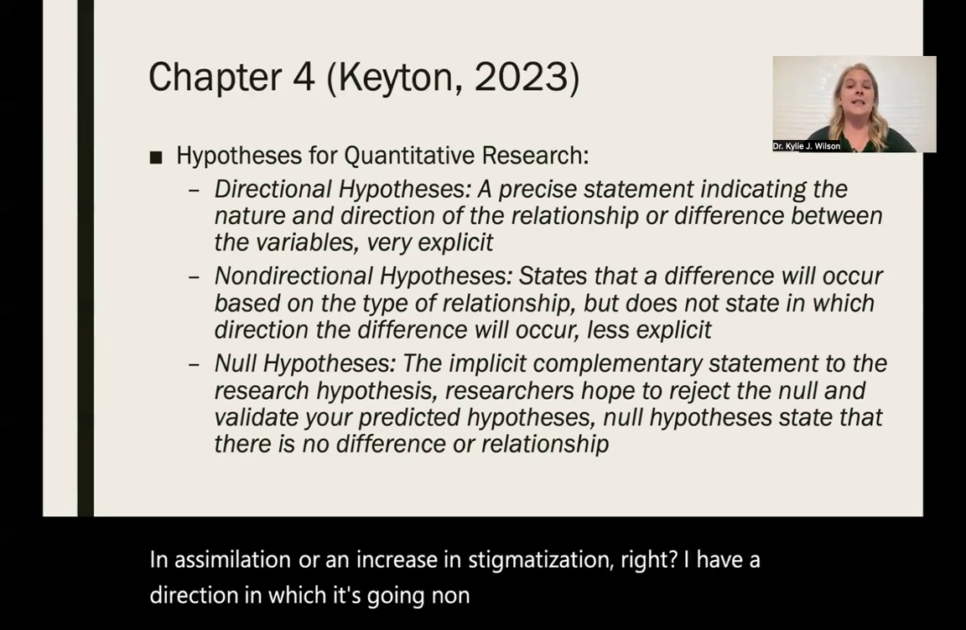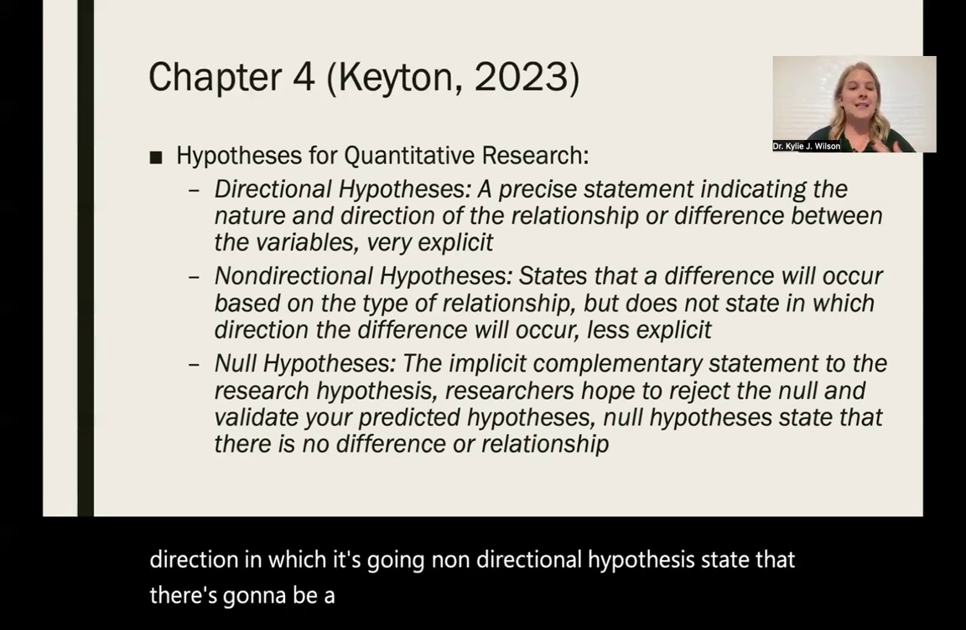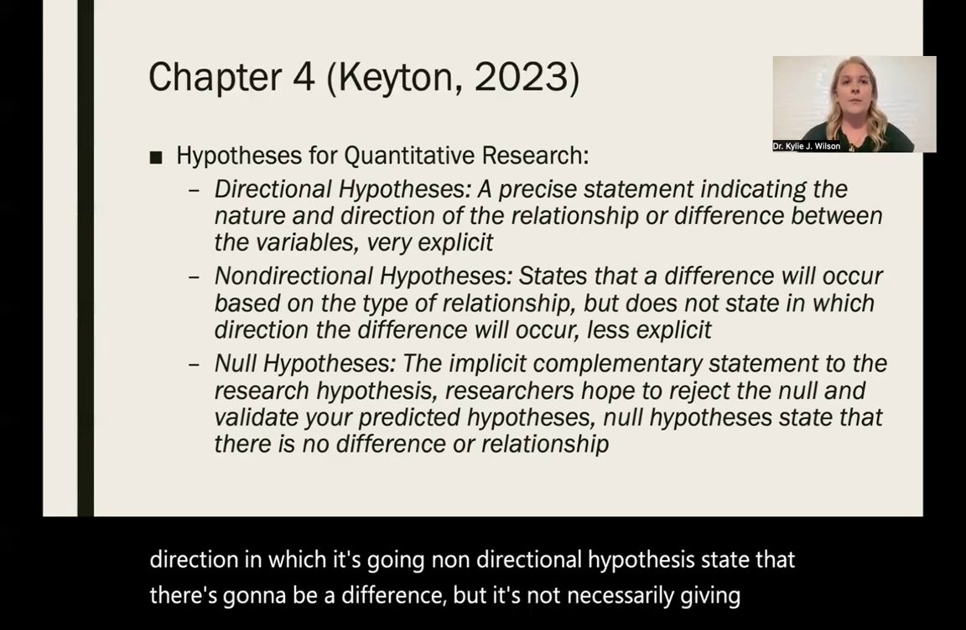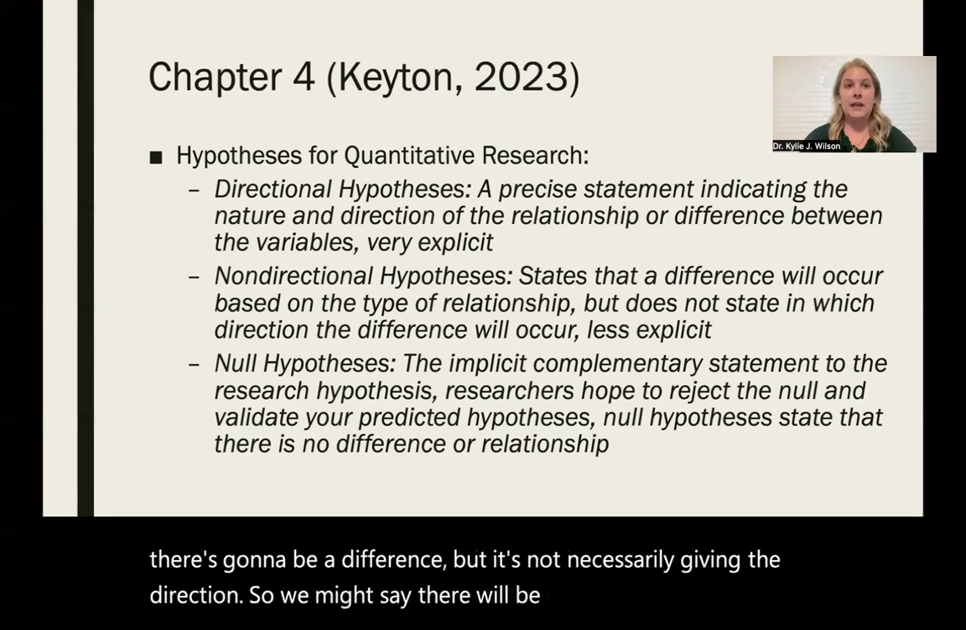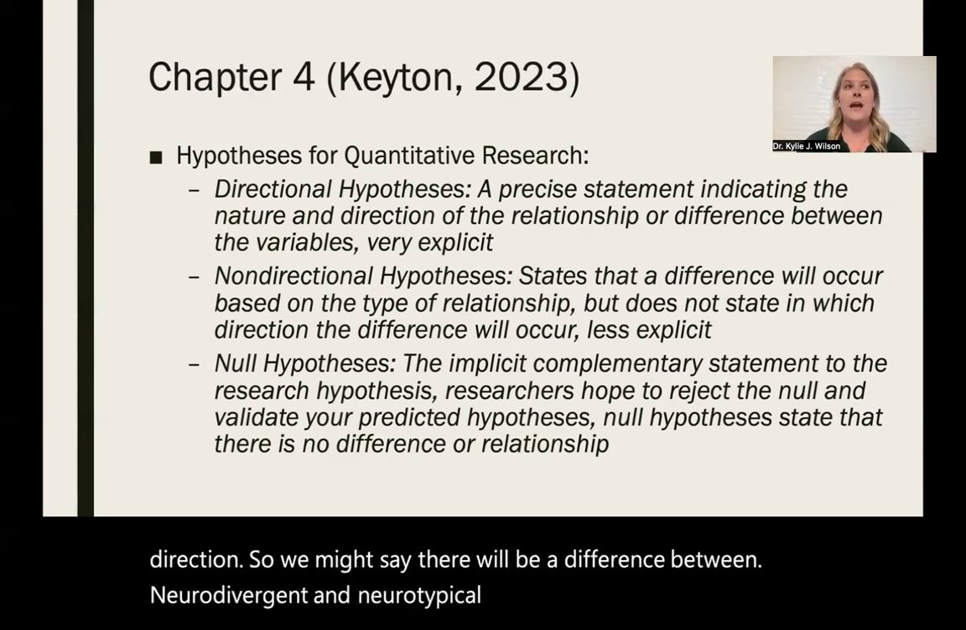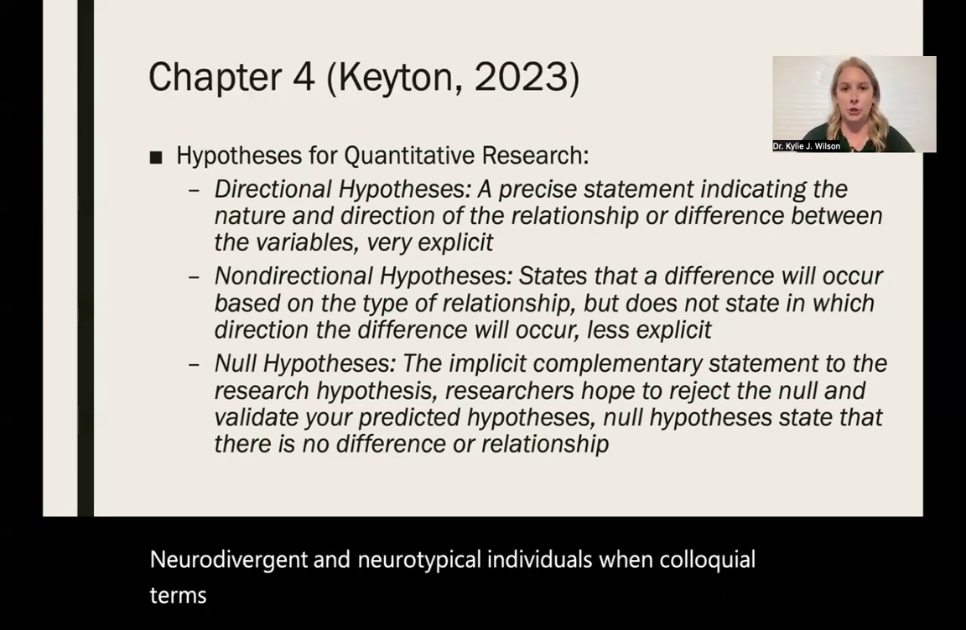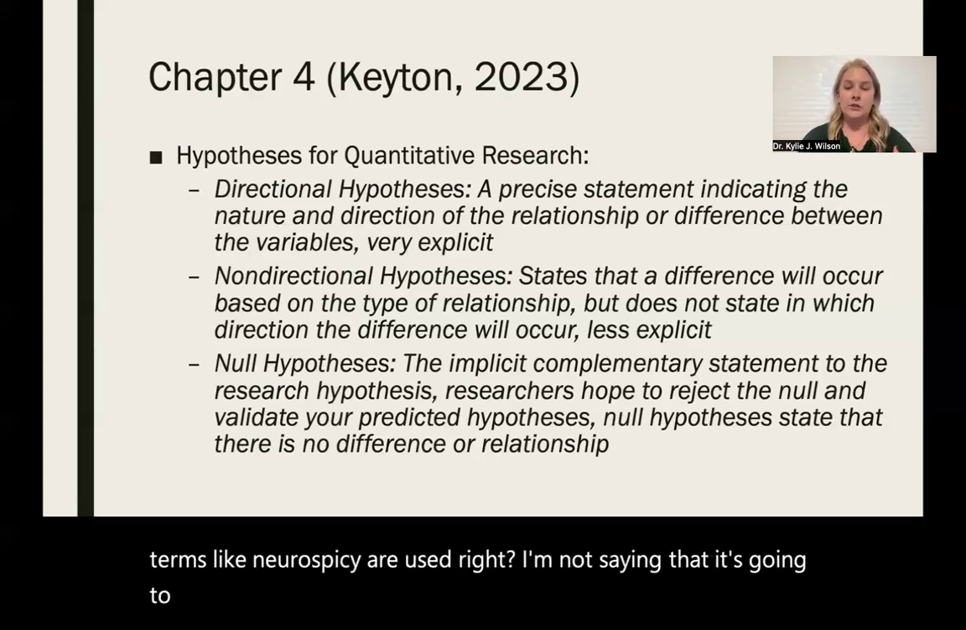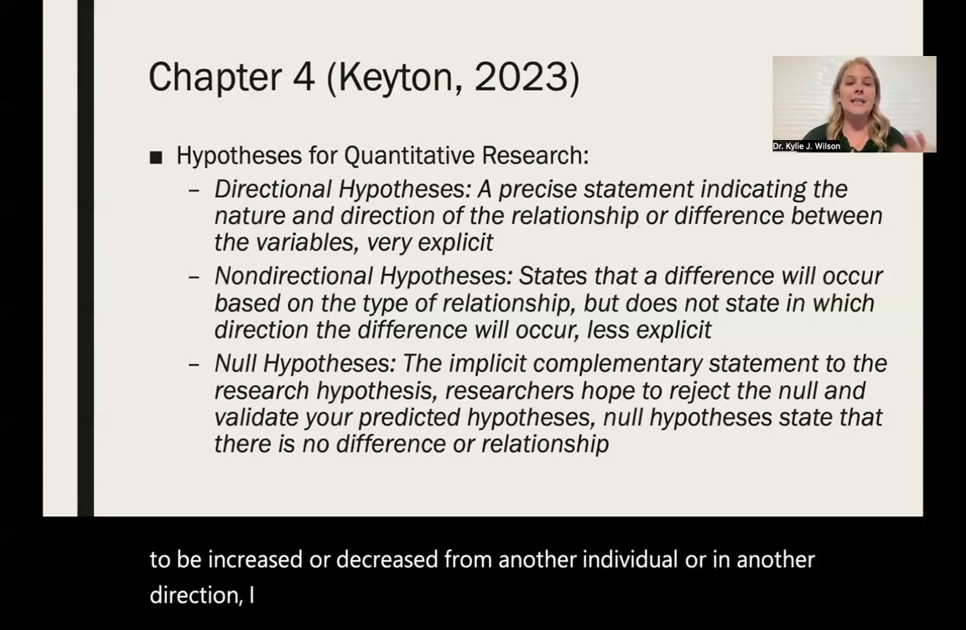Non-directional hypotheses state that there's going to be a difference, but it's not necessarily giving the direction. So we might say there will be a difference between neurodivergent and neurotypical individuals when colloquial terms like neurospicy are used, right? I'm not saying that it's going to be increased or decreased from another individual or in another direction. But I'm saying that there's going to be some sort of a difference.